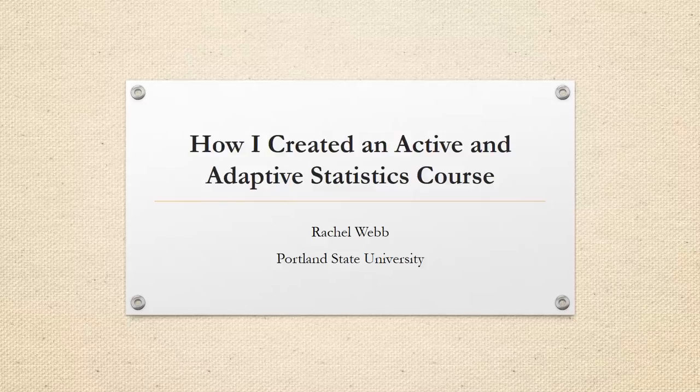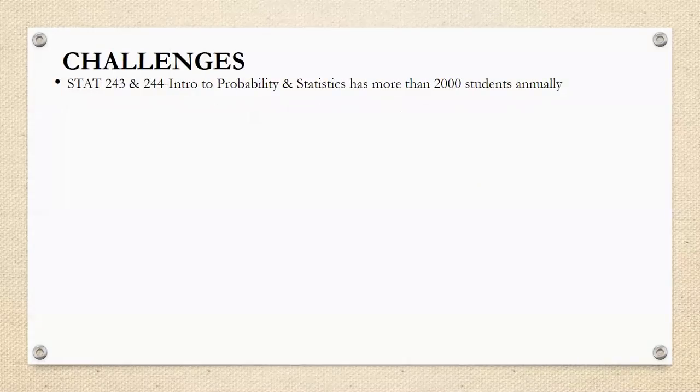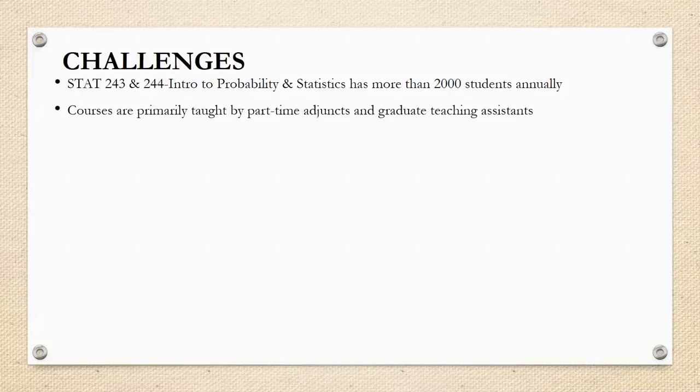Thank you, Allison. I'm really excited to share with everyone what I've been working on over the last year. At Portland State University, we have an introductory probability and statistics course, what we call STAT 243 and 244. It is a non-math major course, and we service over 2,000 students annually. Courses are primarily taught by part-time adjuncts and graduate teaching assistants.